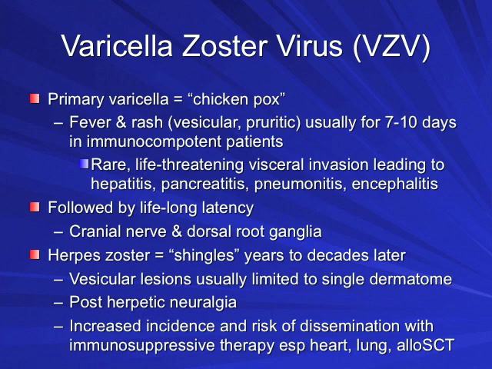Again, particularly in immunocompromised patients, but not only in. And this is followed by lifelong latency where the VZV becomes dormant in the cranial nerve and dorsal root ganglia. Then you get herpes zoster or shingles occurring years to decades later, and you get these vesicular lesions usually limited to a single dermatome. You have, of course, post-herpetic neuralgia and increased incidence and risk of dissemination with immunosuppressive therapy, especially patients with heart transplant, lung transplant, or allogeneic stem cell transplant patients who are getting the most heavy immunosuppression.